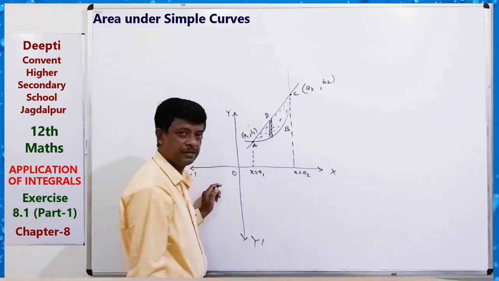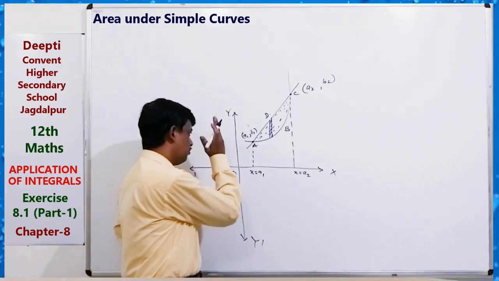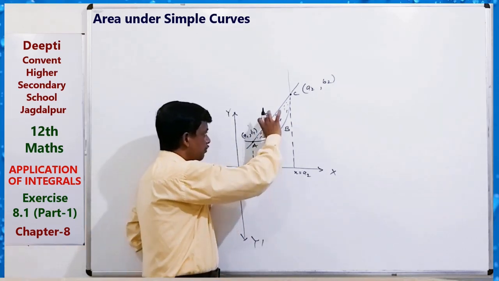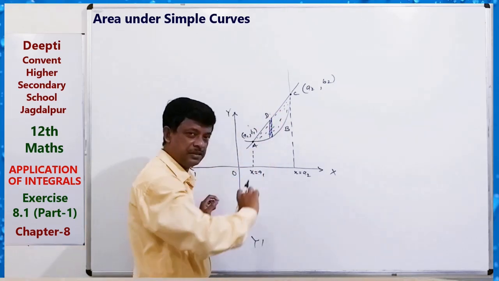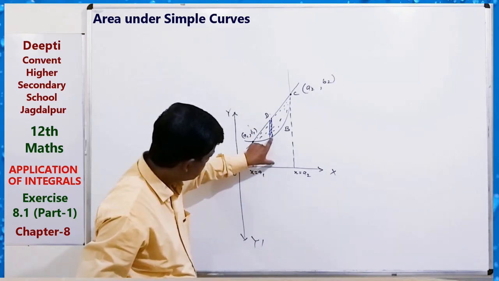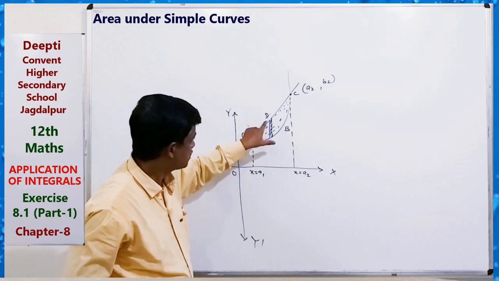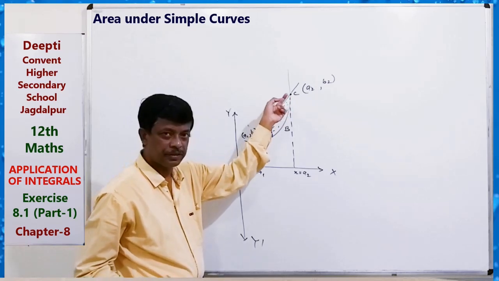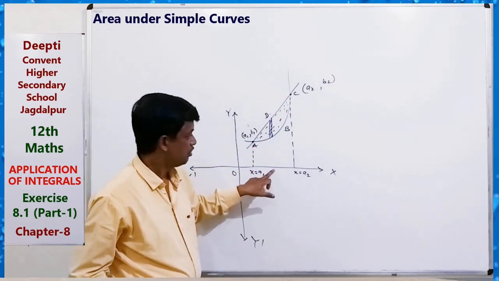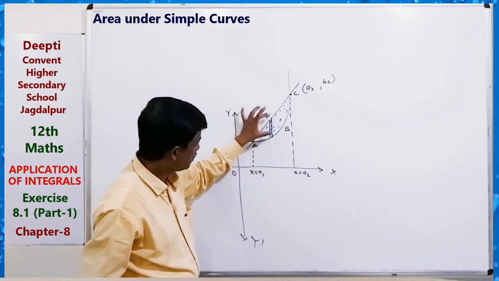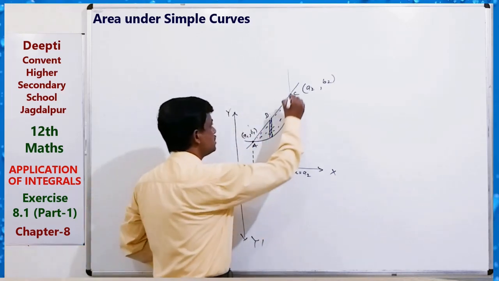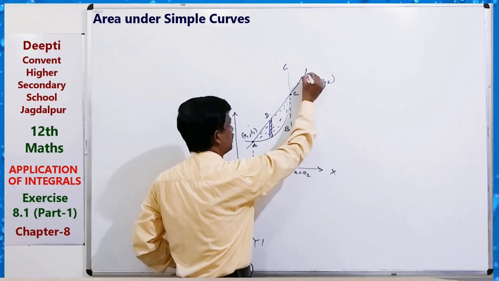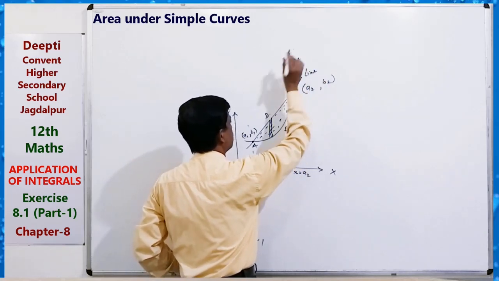Its length is vertical, length along y. So for finding the length of this, for this curve, this is the value of y. For this curve, this is the value of y. From here to here, for this curve, this is the value of y. So for this length, suppose this is a line, this is a curve. Clear?